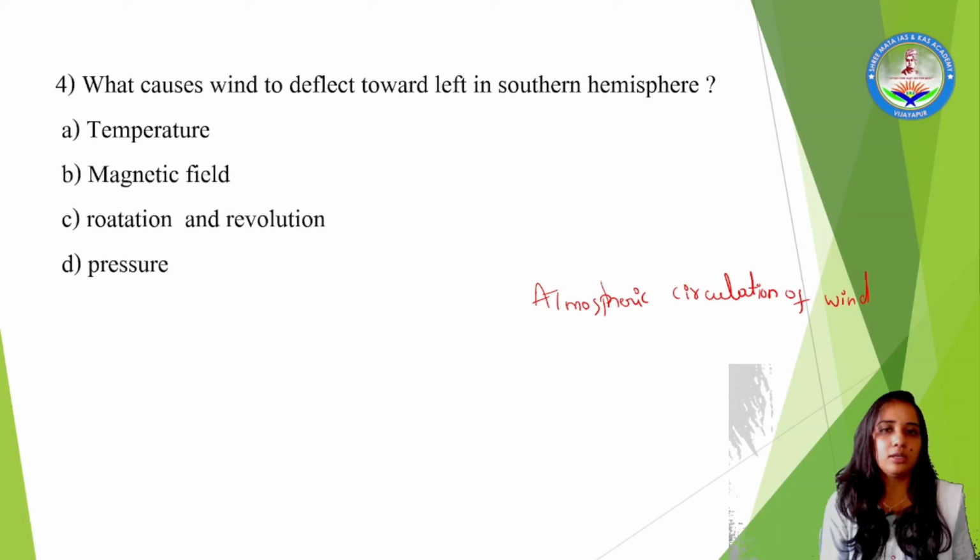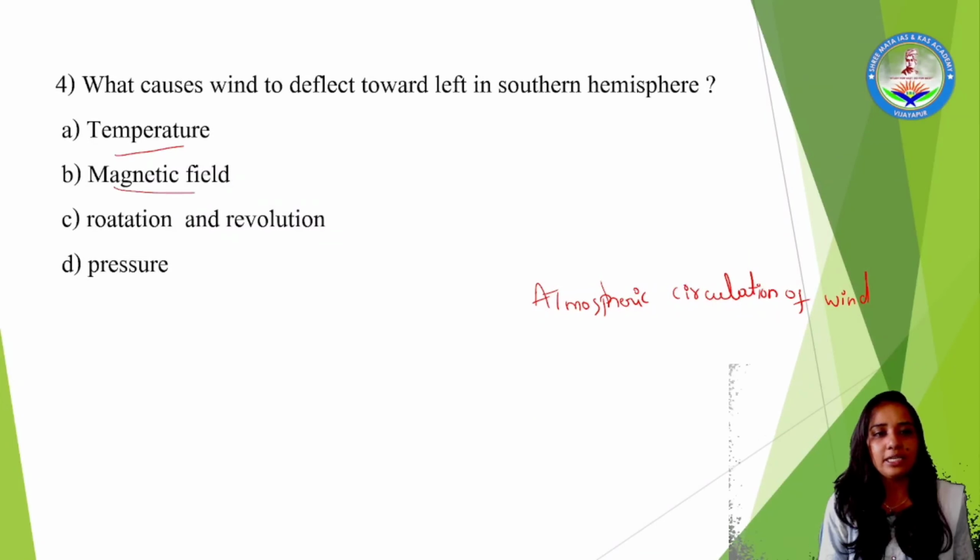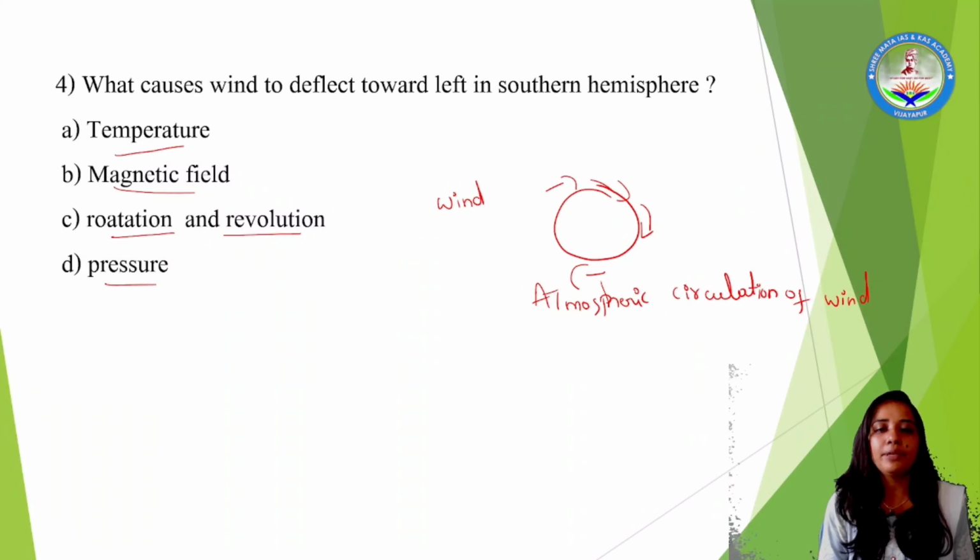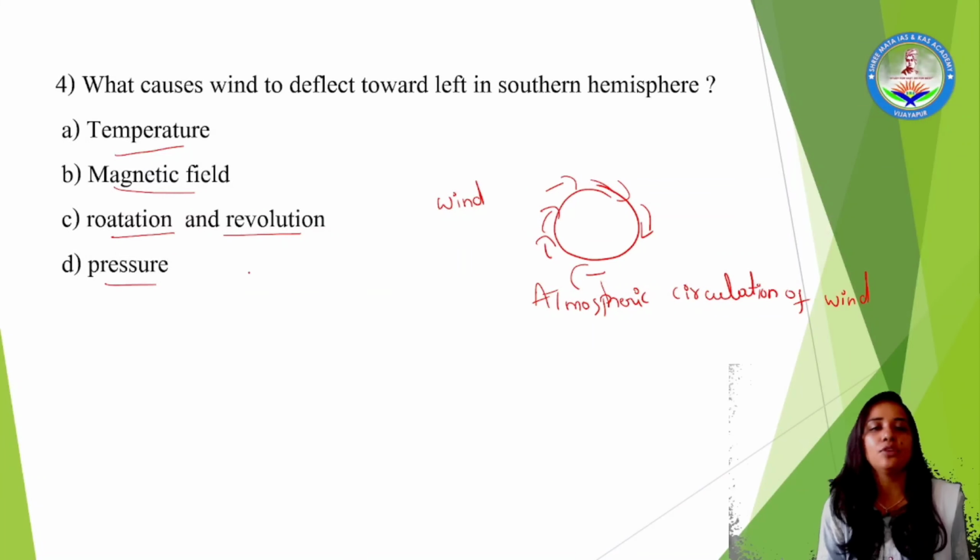Looking at the options, option A is temperature, option B is magnetic field, option C is rotation and revolution, option D is pressure. All of these are acting on the winds which are traveling across the surface of the earth. Temperature does matter for circulation, magnetic field does matter, rotation and revolution and pressure, all of them matter, but there needs to be conceptual clarity to answer this kind of question.